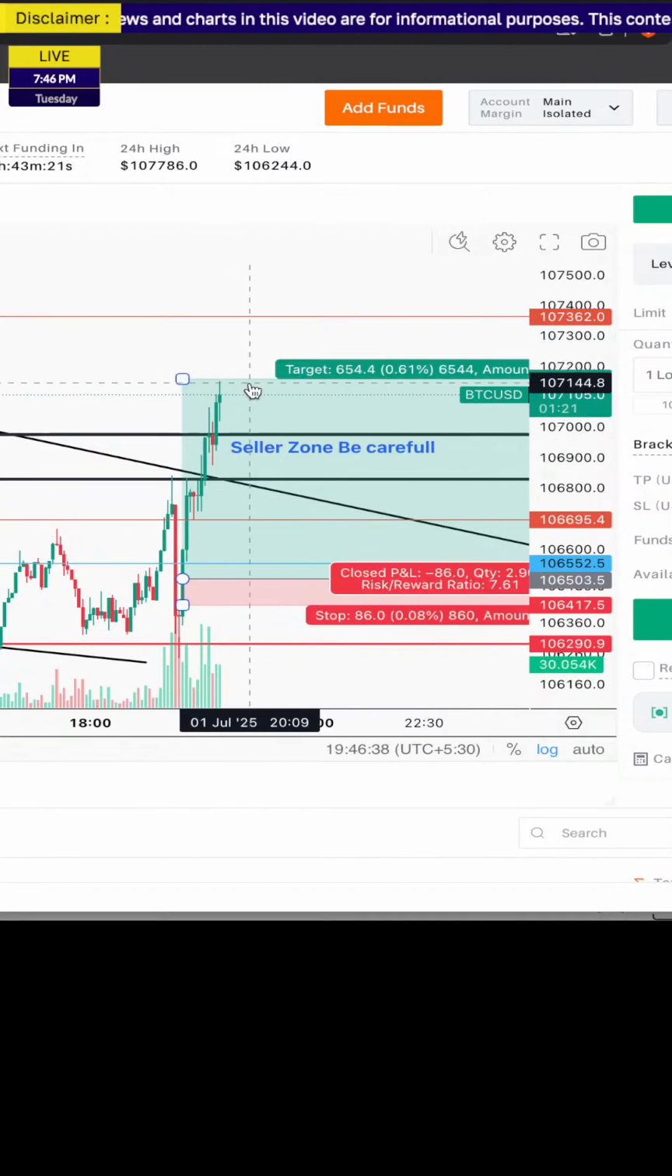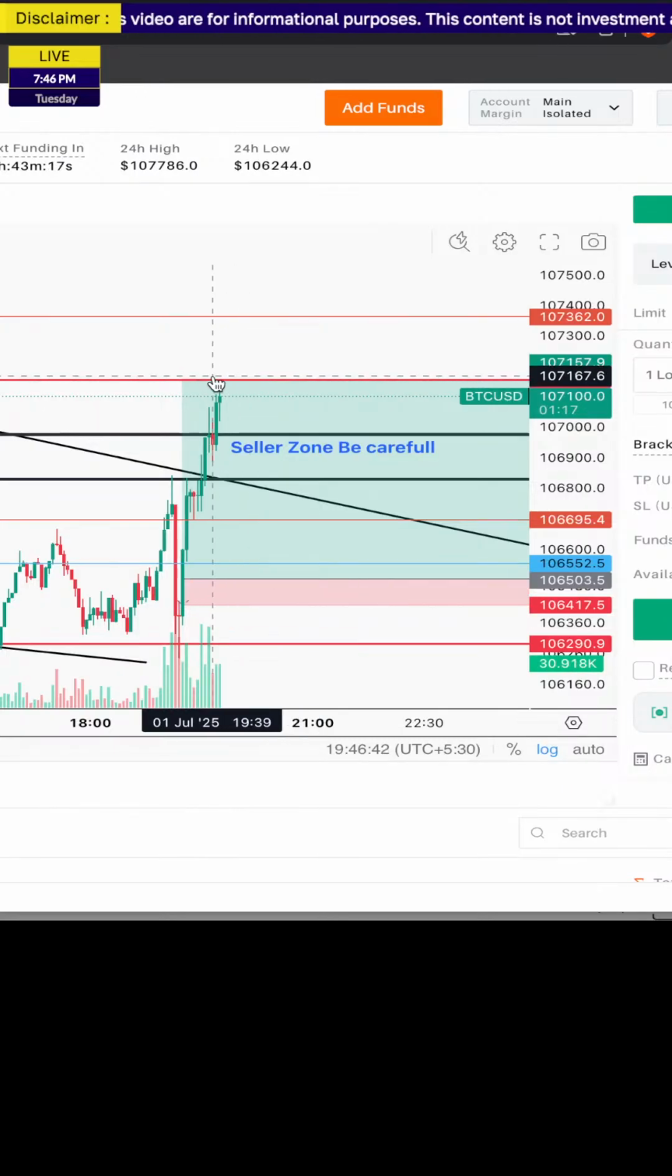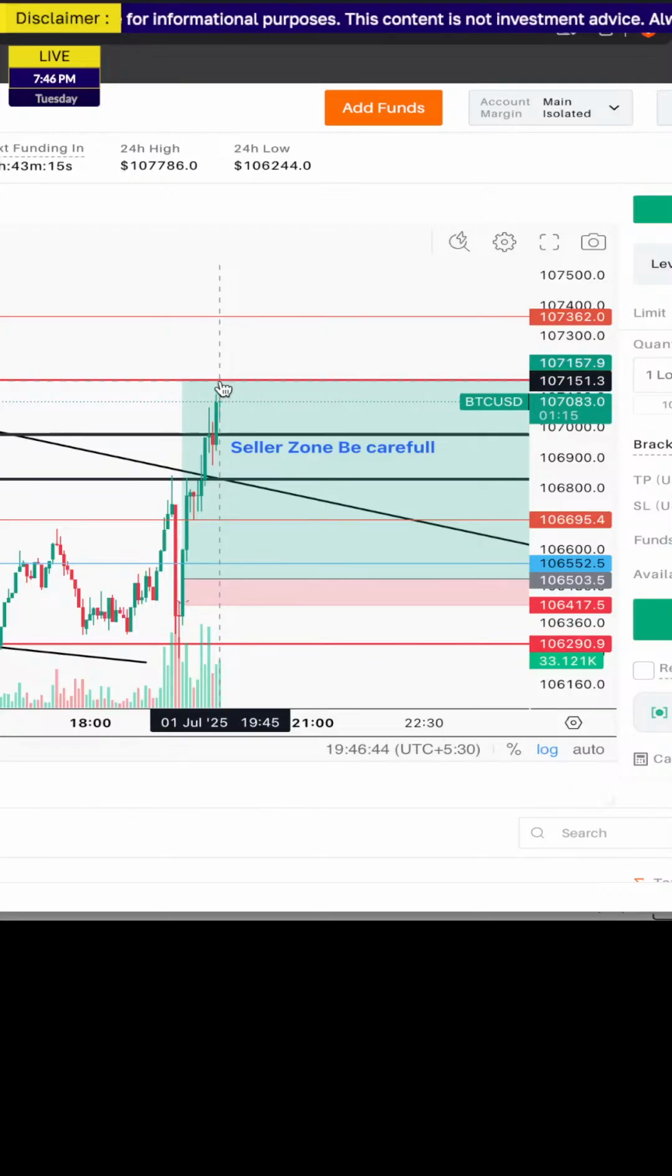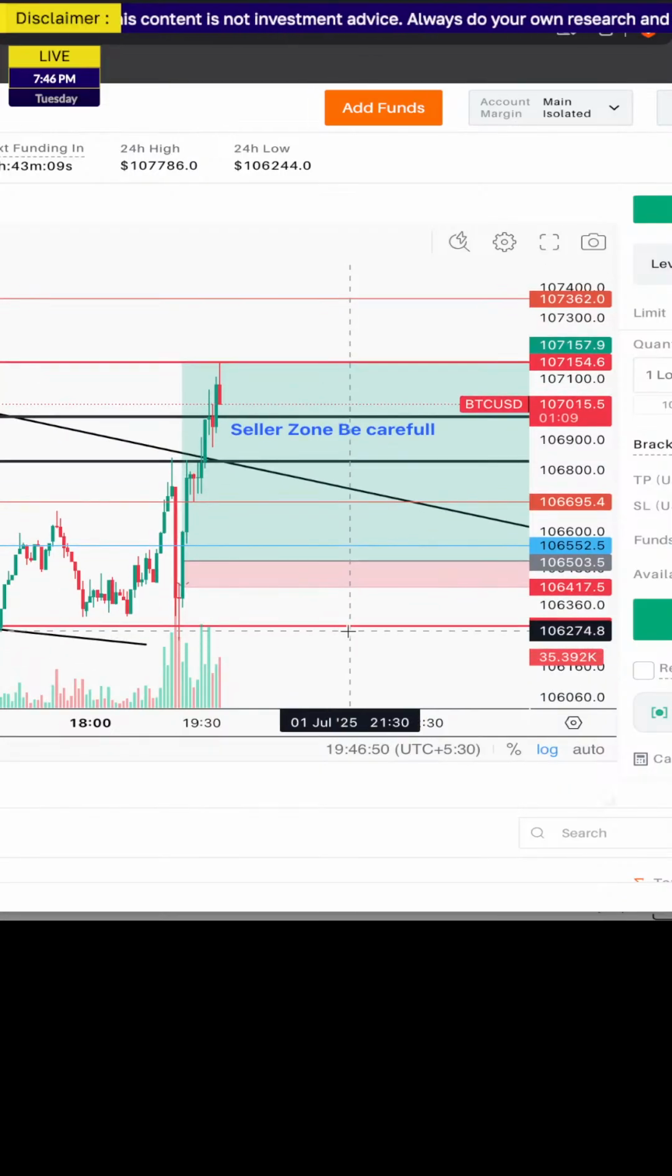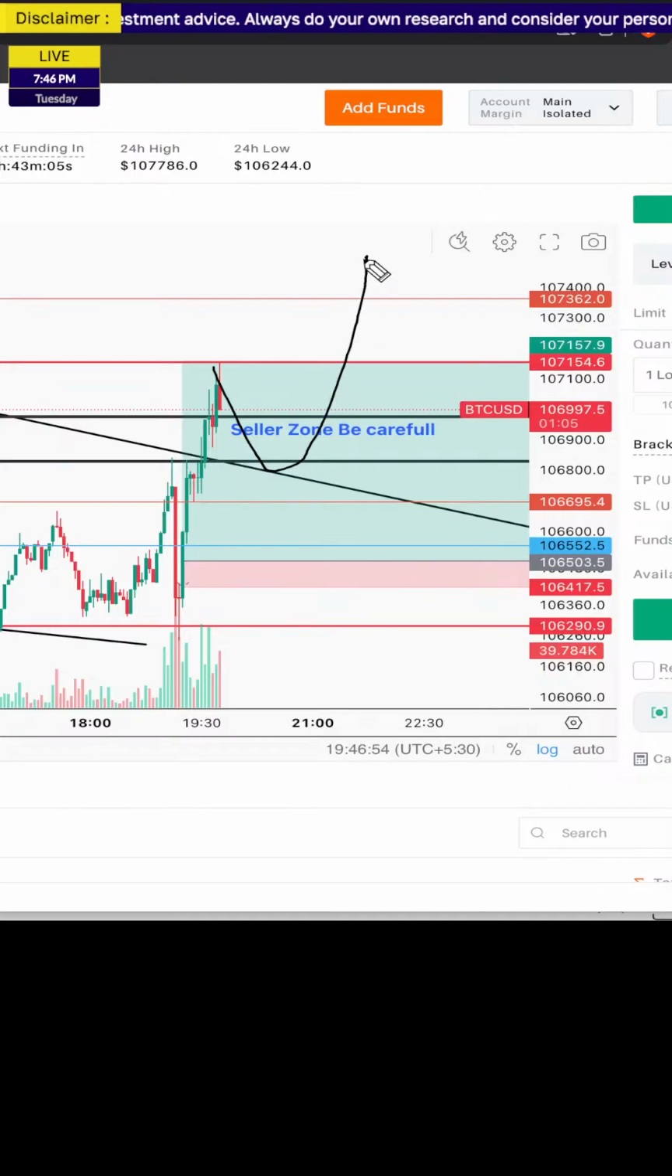You see, it reached the target zone. This is the previous resistance. Market just touched the target. Now from here it can correct also, or it can move up also. That market will decide. Based on price action, maybe it will come for a pullback and then move. Safe traders, this setup target is achieved.